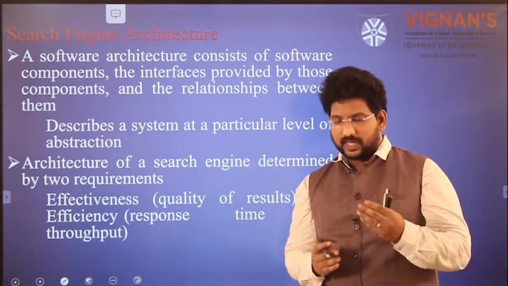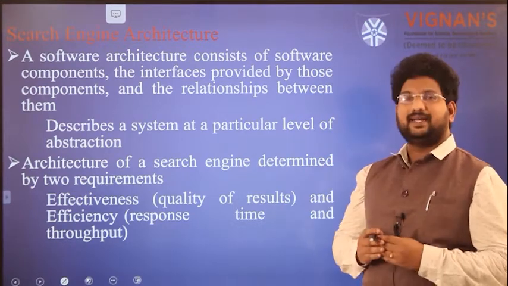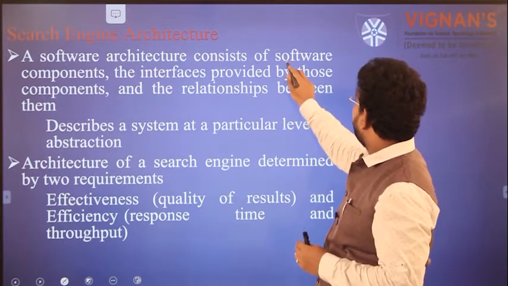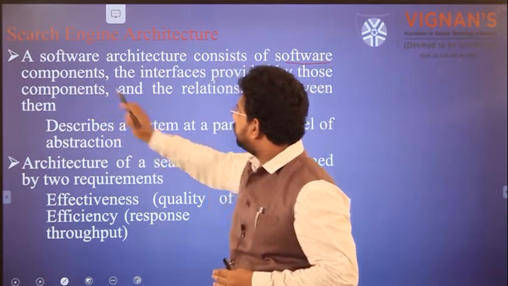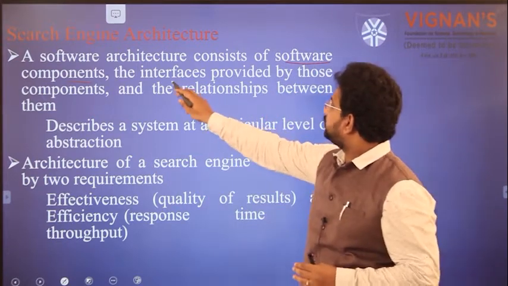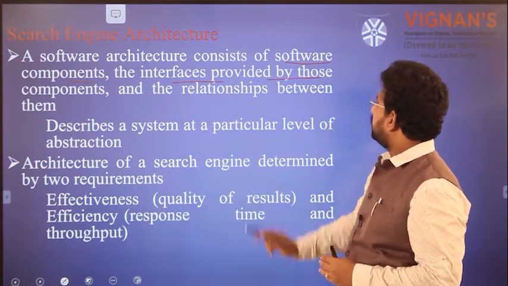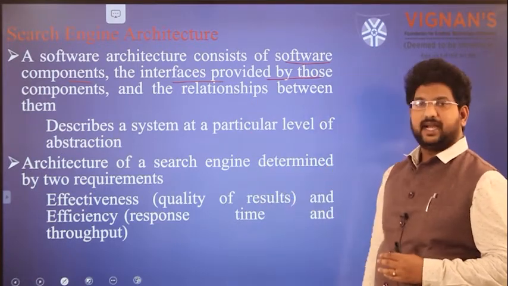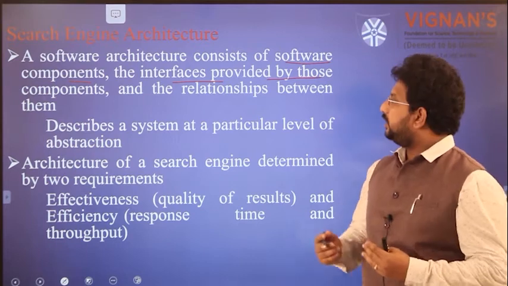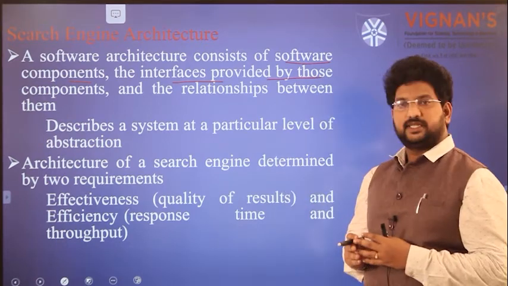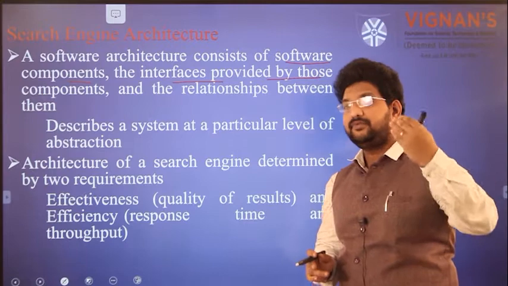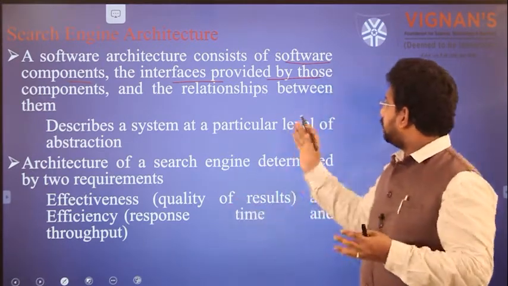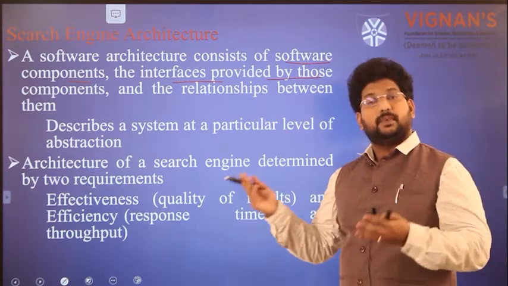Now we will see a software architecture. A software architecture consists of software components, the interfaces provided by those components, and the relationships among them. Try to understand in a generalized way that software architecture majorly consists of the software components, the interfaces provided by those components, and the relationships between them.